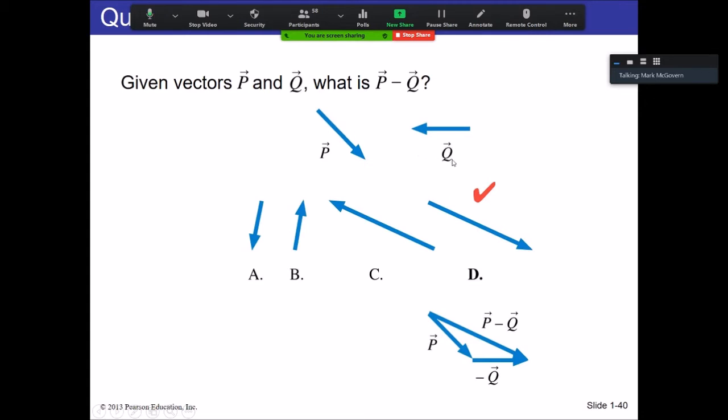We took vector Q, we flipped it, we stuck it on the P, and we drew out from the start of P to the end of Q. Got it. Now, vector subtraction is a big deal for us.